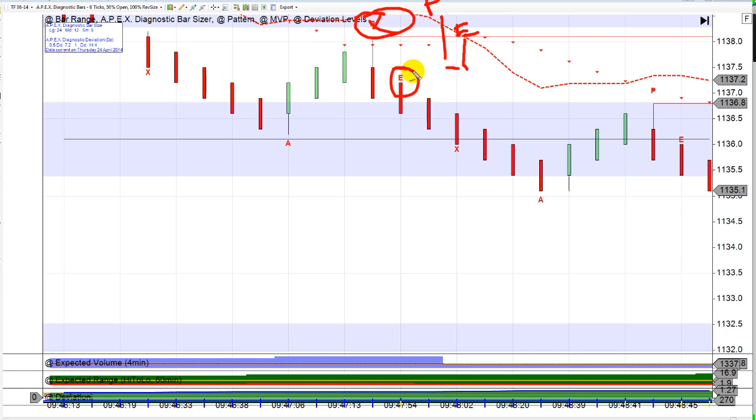Doesn't mean you got an entry. Doesn't mean you didn't get an entry. Doesn't mean anything. It just means it's an old E. There was an E. But let's show you the P, because this is the true pivot at this point.